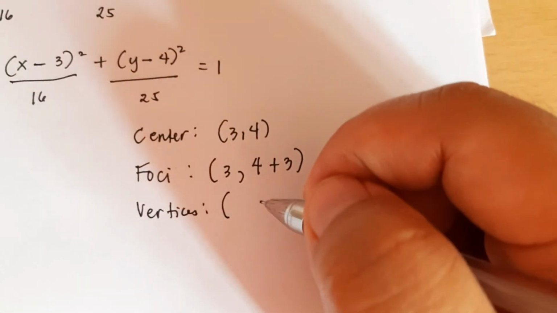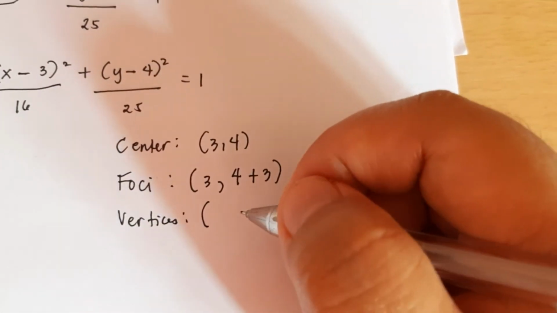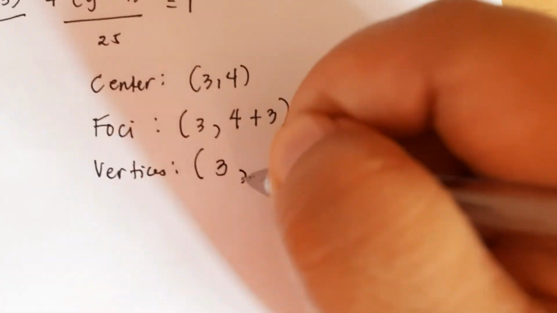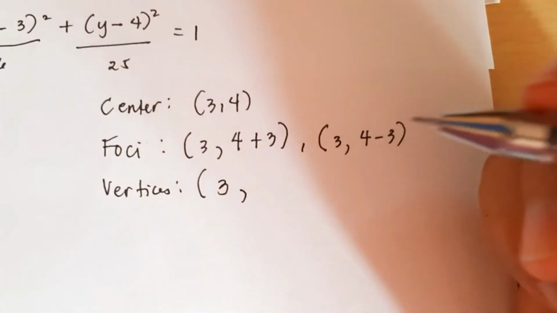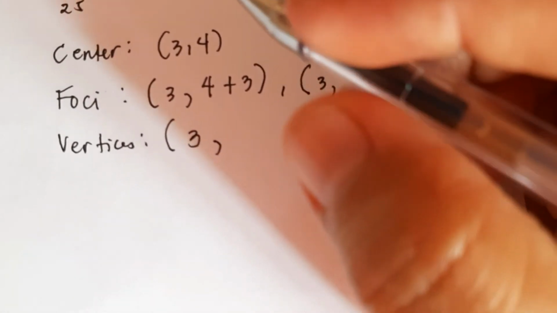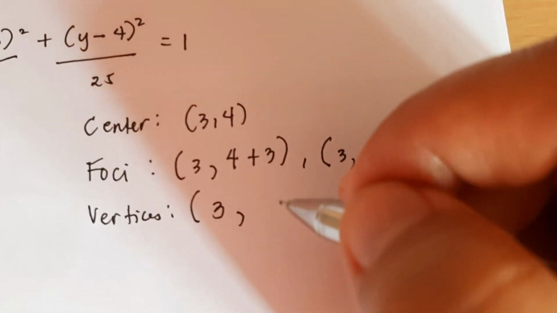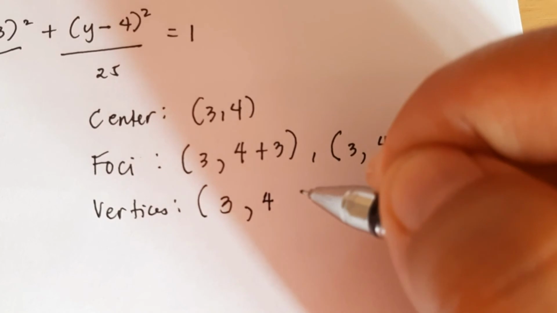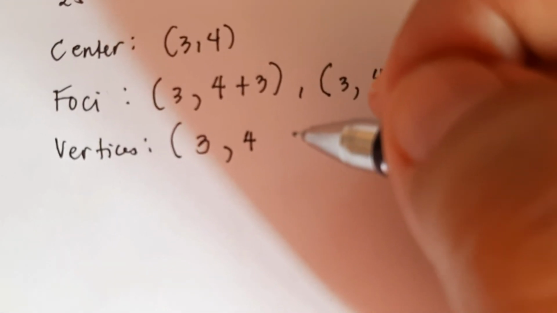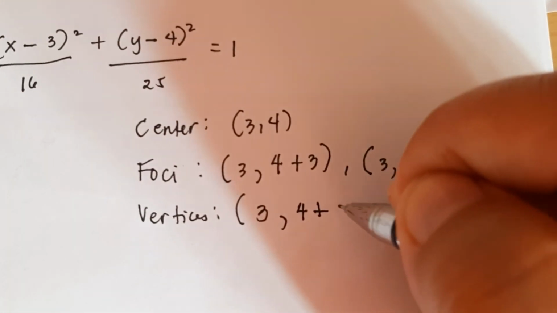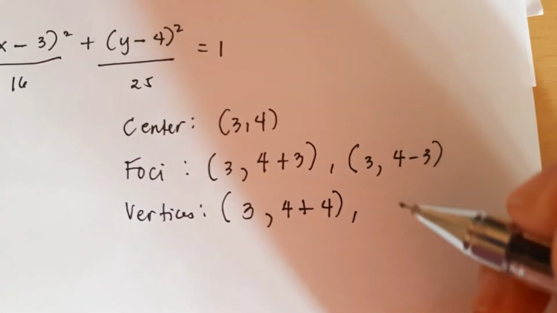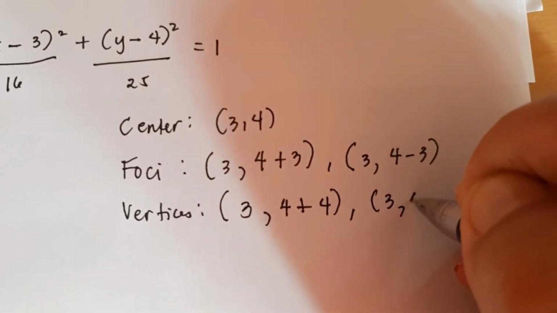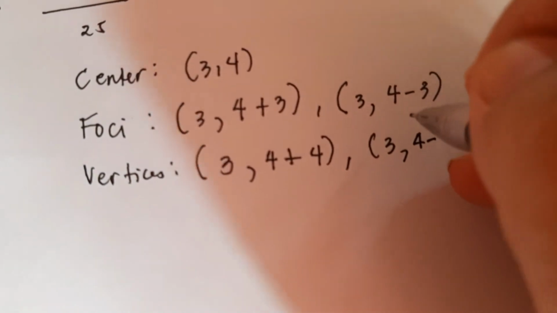So, vertices is at h. Ang h natin ay 3, and then k plus a. So, ang k natin ay 4, plus a, which is 5, and 3, 4 minus 5.